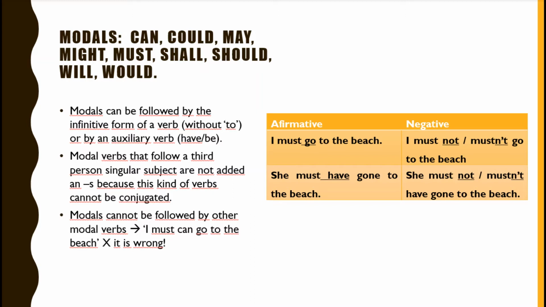Also, it is important to know that if we want to use modal verbs in their negative form, the modal verb has to be followed by the negative particle not, or we can also add its contracted form to the modal. Let's see that. I must not go to the beach. I mustn't go to the beach. She must not have gone to the beach. She mustn't have gone to the beach.